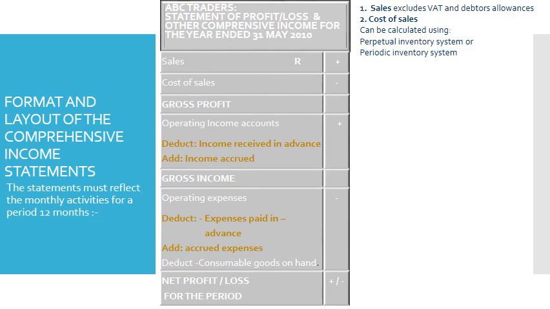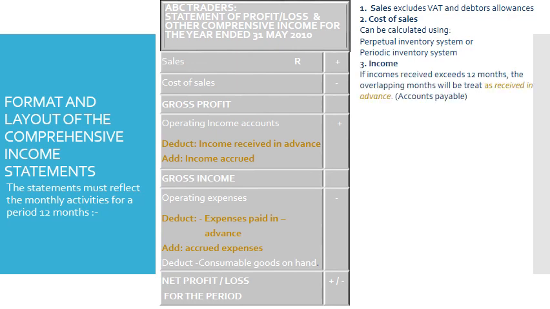Remember that these incomes that are listed here should cover a full period of 12 months. Where income received exceeds 12 months, the overlapping months will be treated as income received in advance. This income that has been received in advance will be deducted from the operating income because it's not income for the current year. Where income received does not cover the full 12 months period, the income owing will be treated as accrued income because it's income that was supposed to have been received in the current year. It will be added to the total operating income.